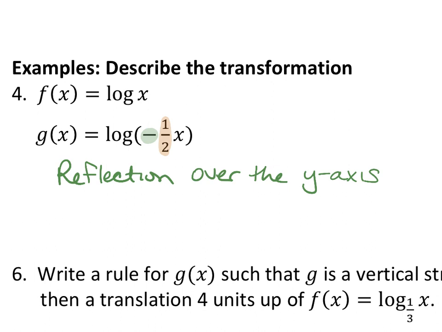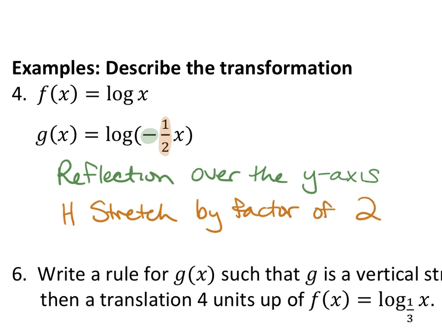Ooh, but the 1/2 is multiplied on the inside. This is the confusing one because we don't say that this is a something by 1/2. What number am I using? 2. Very good, with a reciprocal, which means that this is a stretch by a factor of 2. Because it's the flipped version of that number. When the flipped version of that number is a big number, it's a stretch. When the flipped version of that number is a fraction, it's a shrink.